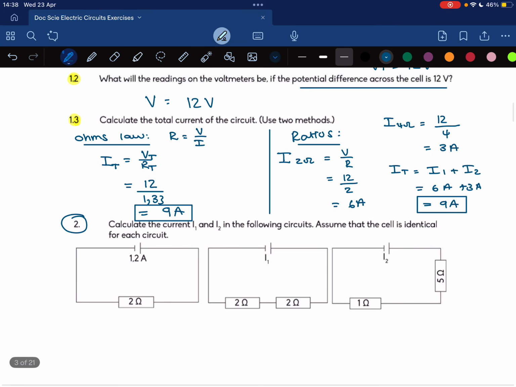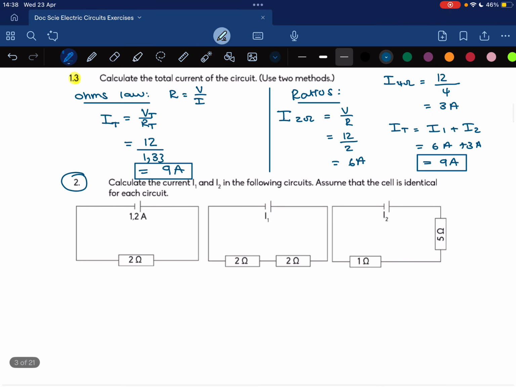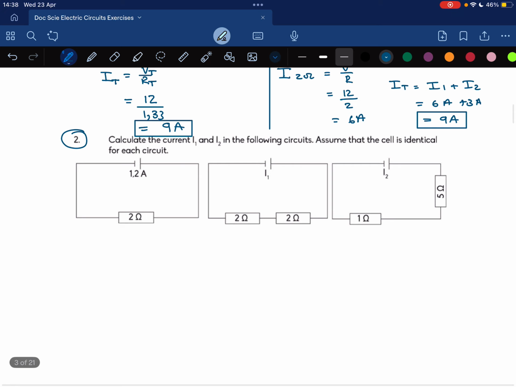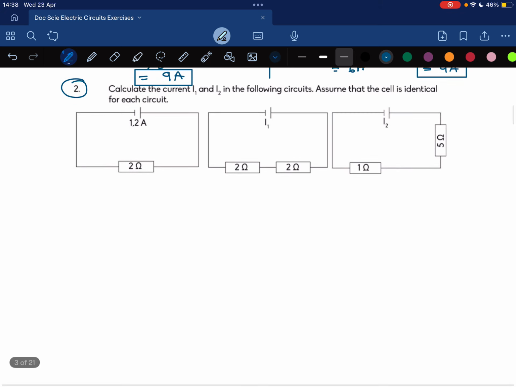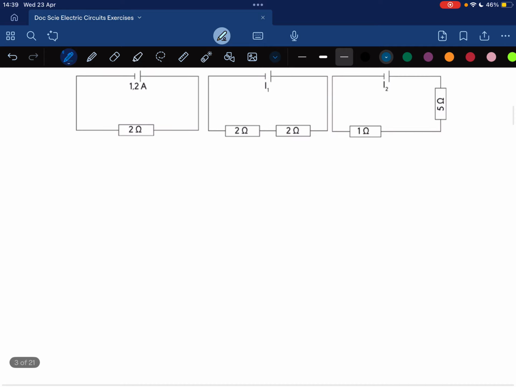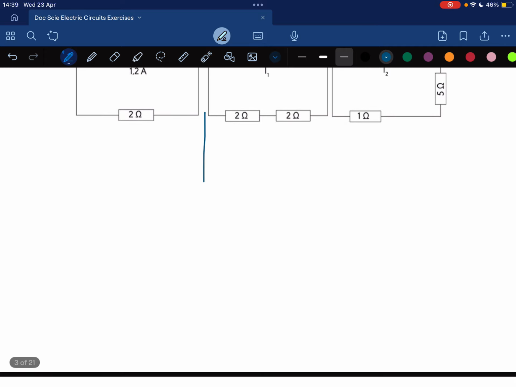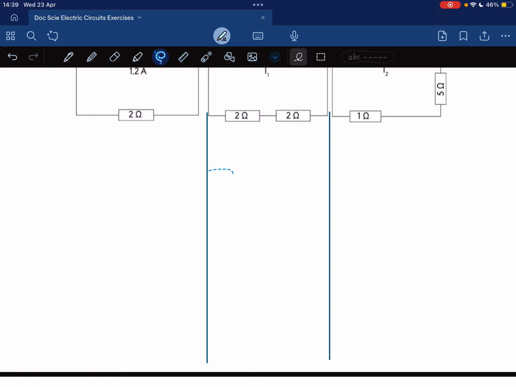So we're just going to start off by going over the corrections for question number 2 and question number 3, and then we're just going to continue working through some combination circuits. Okay, so I'm just going to divide this portion into 3 so that we can work through it. I think I'll just need a little bit more space than that.